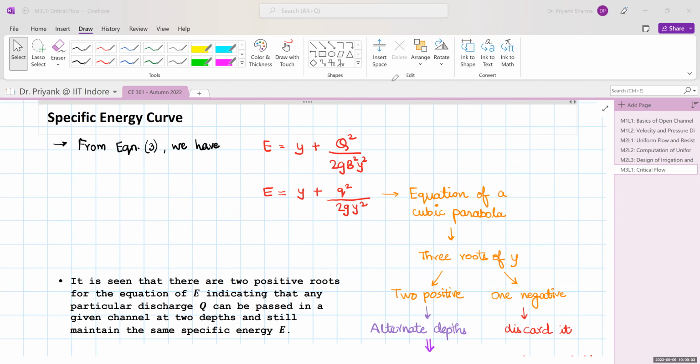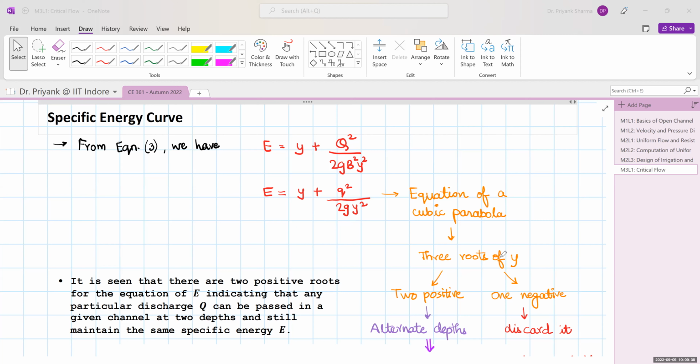So taking back from equation 3, where we stated E is equal to y plus Q square by 2g B square y square, this B y is nothing but your area. Now Q by B, that is small q, is the discharge per unit width, that we have seen earlier. So this equation can be modified as E is equal to y plus q square by 2g y square. So if we rearrange this equation, the y square becomes y cube. So this equation has a cubic root. So it is an equation of a cubic parabola.